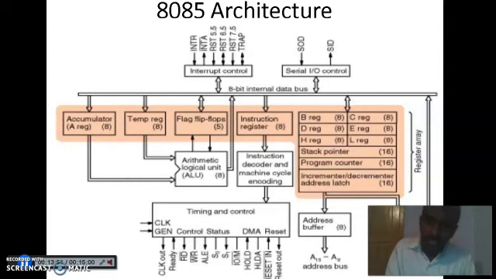Here this pin is ALE. It's an important pin. ALE means address latch enable. What is the function of address latch enable? ALE's function is to demultiplex the address and data lines. So this is the architecture of the 8085 microprocessor. Is it clear? Thank you.